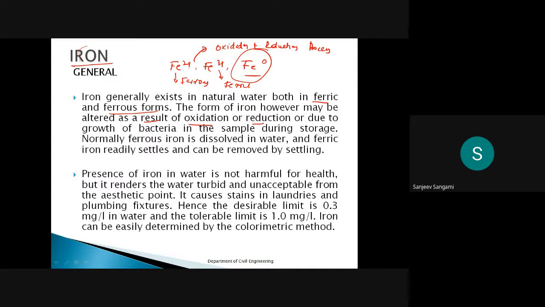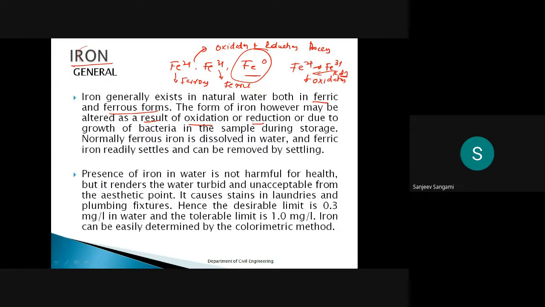If Fe2+ converts to Fe3+, by losing one electron, that is the oxidation process. Fe3+ converting to Fe2+ is the reverse, the reduction process. That you have to remember.